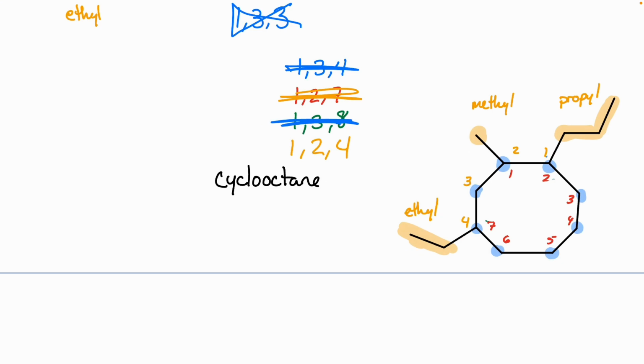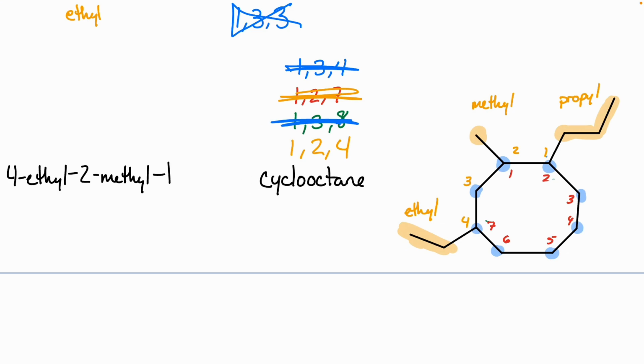When I put my name together, I still got to put it in alphabetical order. So this would be 4 ethyl, 2 methyl, 1 propyl, cyclooctane. All right, again, just rolls off the tongue. Cool. All right.